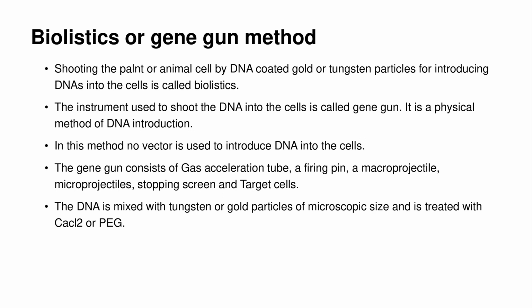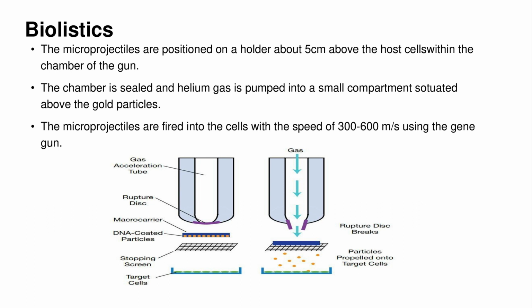Gene gun consists of a gas acceleration tube, a firing pin, a macroprojectile and stopping screen and target cells. The DNA is mixed with tungsten or gold particles of microscopic size and is treated with calcium chloride or PEG. Biolistics.